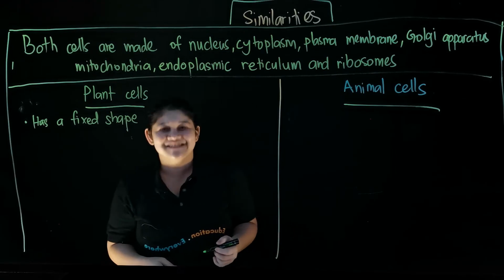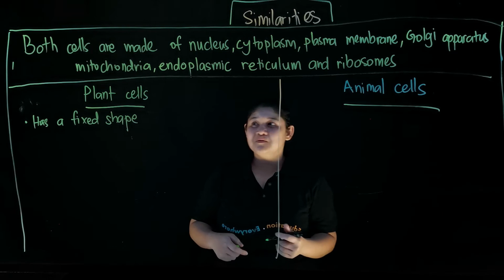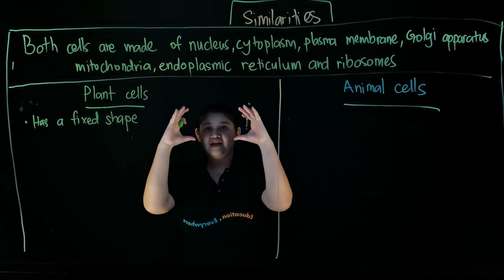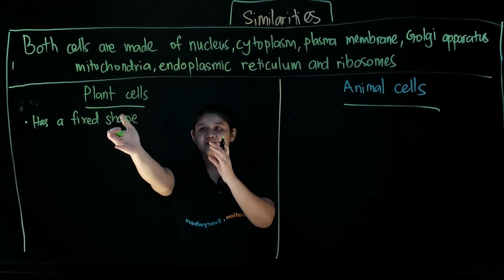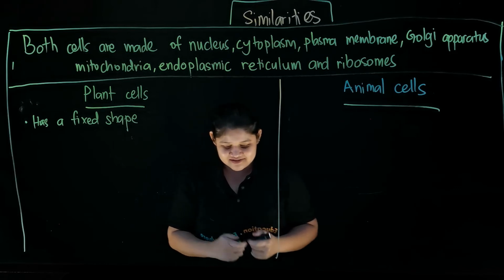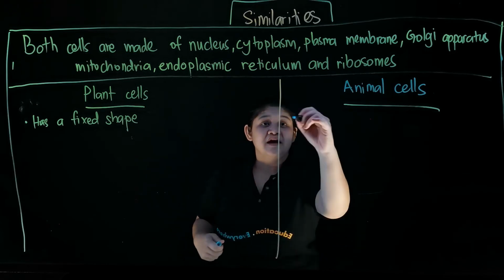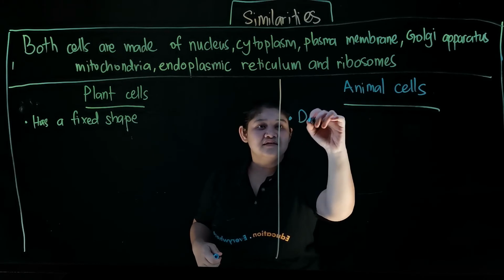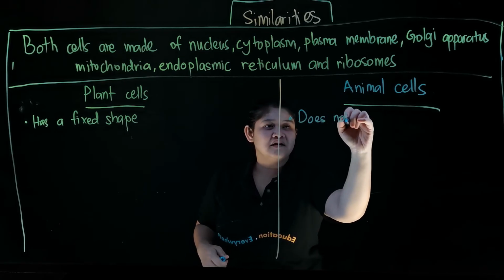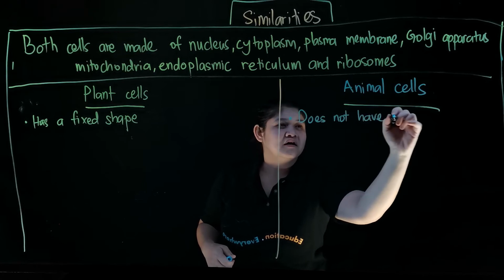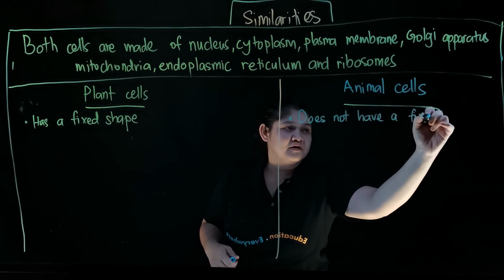Correct, because it has a cell wall. The cell wall will keep the plant cell rigid, in proper shape. So a plant cell has a fixed shape, whereas an animal cell does not have a fixed shape.